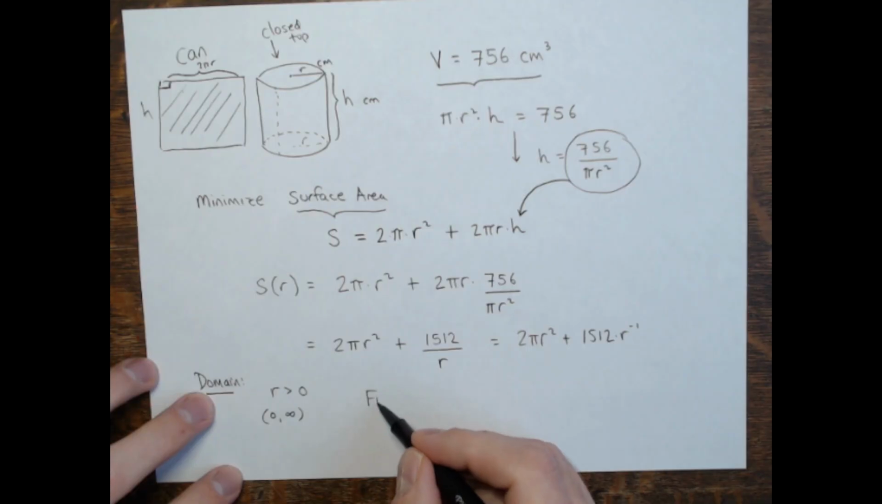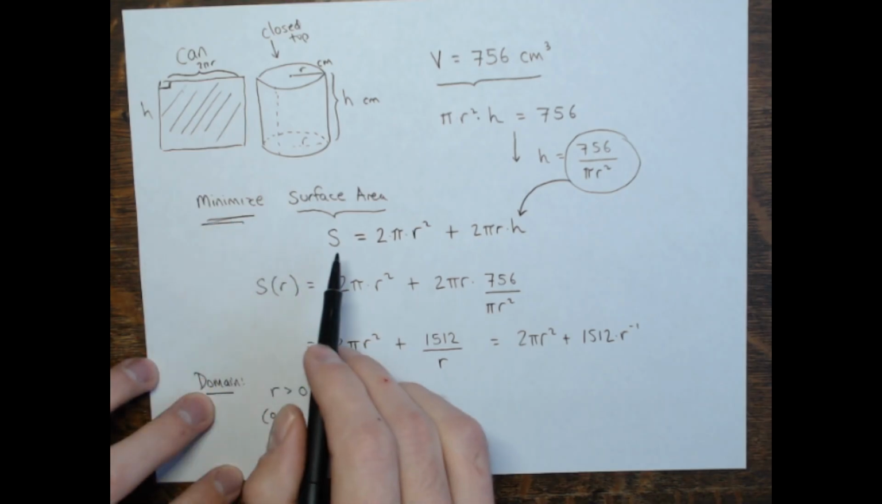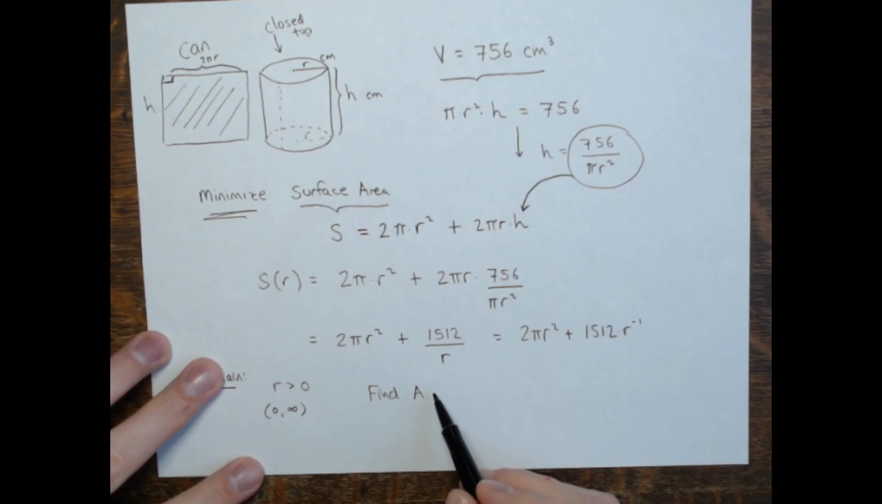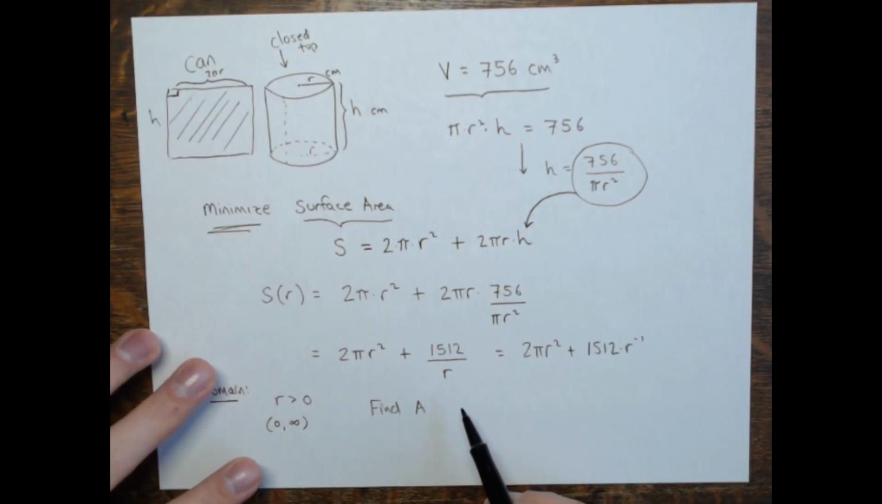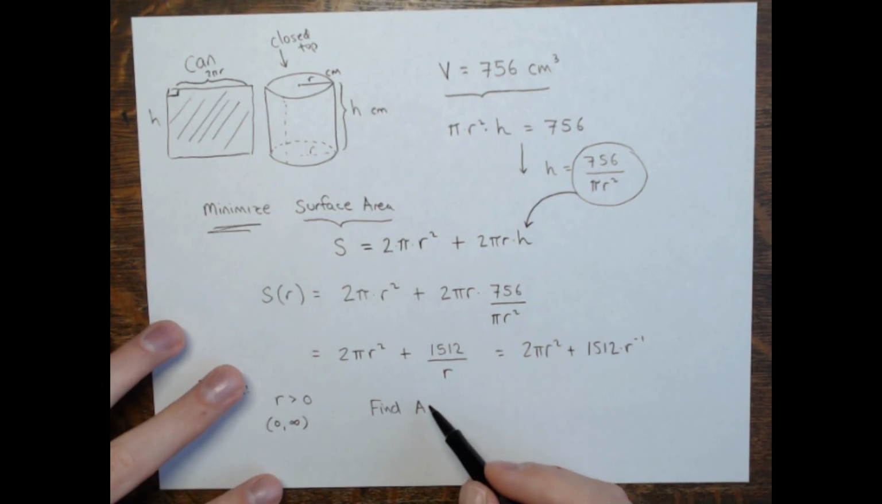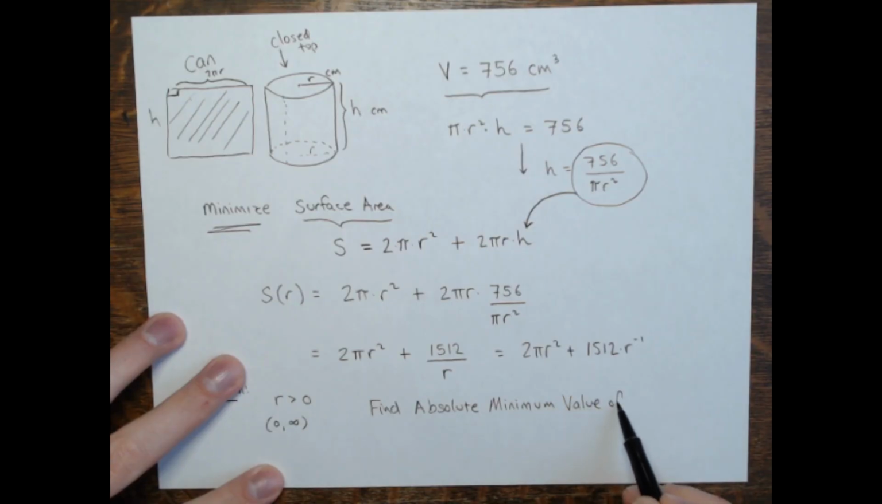So just like last one, now I'm going to try to find the absolute minimum value of this S function, this surface area. Now they want the dimensions again, right? They don't actually want the volume. They want the r and the h that would make it smallest. But still, I'll go through the procedure that we would normally go through to find the absolute minimum value of S, of this surface area.